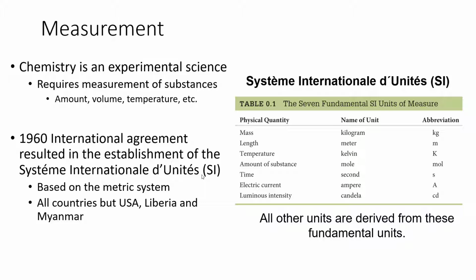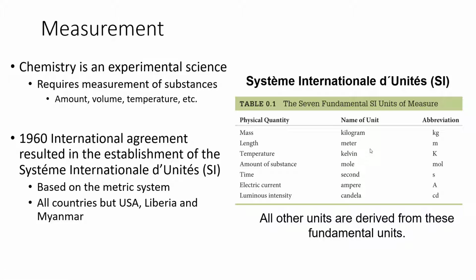So the first thing we're going to focus on is chemical measurement. Chemistry is an experimental science, which means it requires measurement of substances. We could be measuring the amount of a substance, the volume of a substance, the temperature, etc. Some of these different physical quantities that we can measure are listed over here in the table. What we have developed as a group of scientists is a list of established units that we use in order to quantify these measurements.